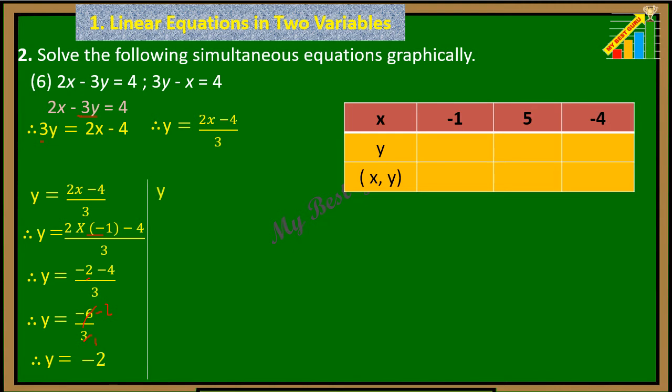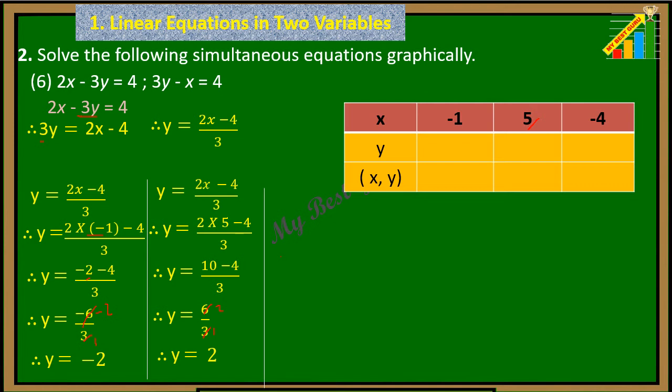Now for the second one. For the second point, put the value of x as 5 and you have y is equal to 2x minus 4 divided by 3. Now put the value of x as 5. So y is equal to 2 in bracket 5 minus 4 divided by 3. So y is equal to, see, 5 multiplied by 2 is 10 minus 4 divided by 3. Now y is equal to 10 minus 4 is 6 divided by 3. So 3 ones are 3, 3 twos are 6. So y equal to 2.